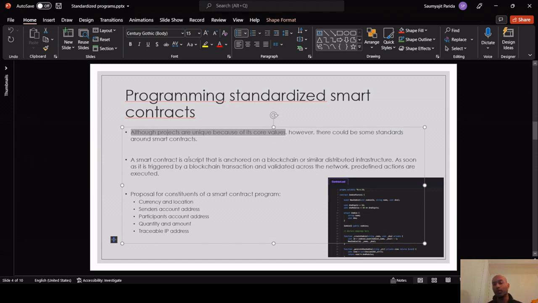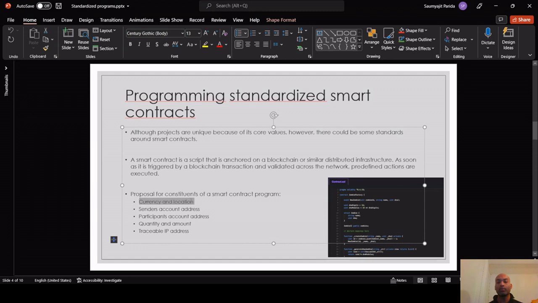A smart contract, well, what is the definition of a smart contract? It's a script that is anchored on a blockchain, level one or the ground level. As soon as it is triggered by a blockchain transaction and validated across the network, the predefined actions in the smart contract, the predefined if statements and if else statements, are executed. Well, I feel the standard components of each type of contract could have certain possible things, and this is my proposal.